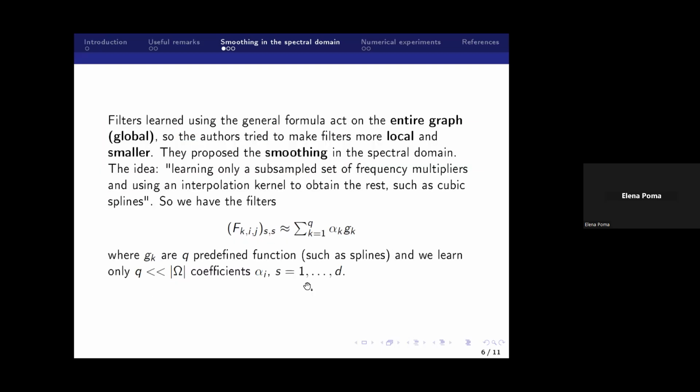Yes, the degree, I said cubic, but the dimensionality of this spline depends upon the cardinality of omega. But the important thing is that these functions are fixed, so we don't have to learn these functions. We just have to learn the coefficients alpha_k.